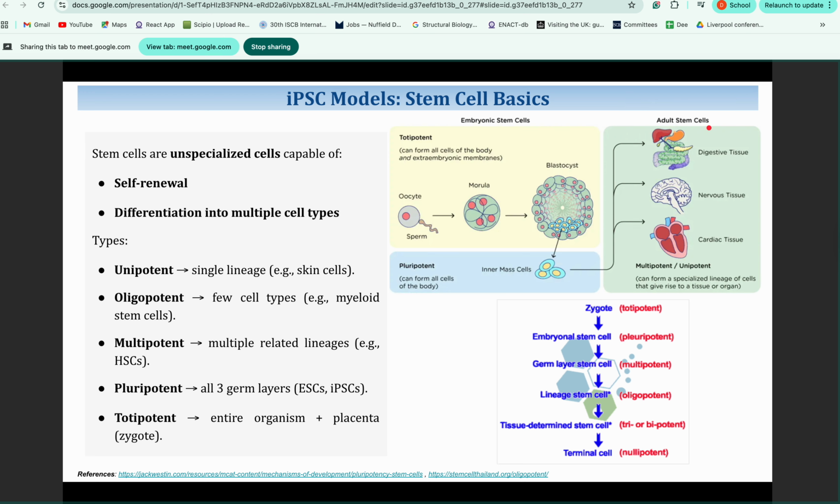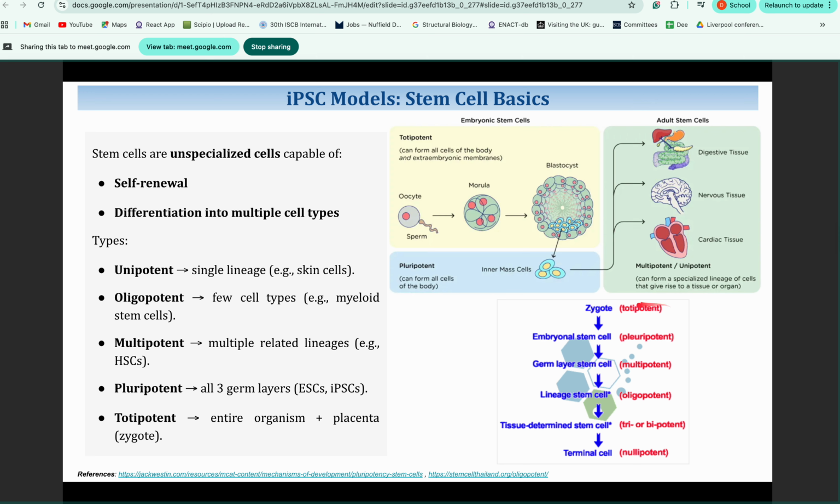These are the adult stem cells, and this is the embryonic stem cells. In adult stem cells, these pluripotent cells can give rise to digestive tissues, nervous tissues, cardiac tissues, and these are further categorized as multipotent, and beneath that we have the unipotent. That means they can form a specialized lineage of cells that give rise to a tissue or organ. In cardiac tissue we have multiple such cells belonging to this tissue, so they come under multipotent, as they can form the specialized lineage of cells which give rise to this particular organ, which is the heart.